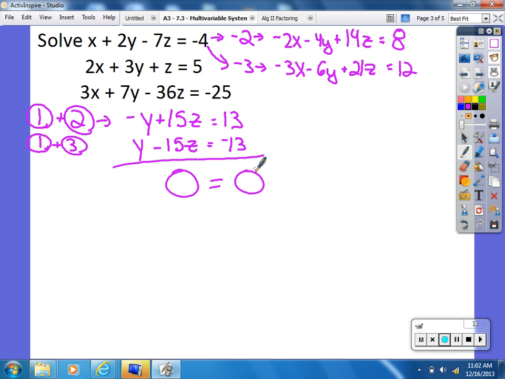Anytime you get 0 equals 0, you actually have infinitely many solutions. Yay. We made that one. That one was actually very simple, just by using 2 multiplications, right? So there is that possibility that I do get infinitely many. Any questions?